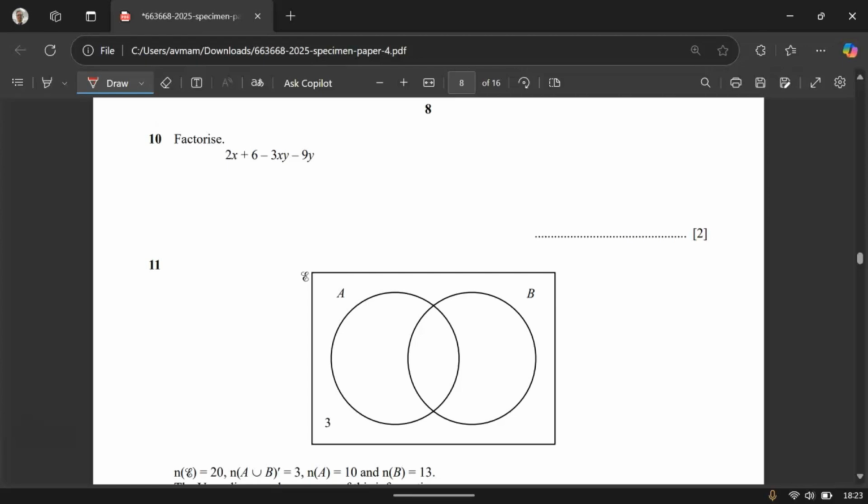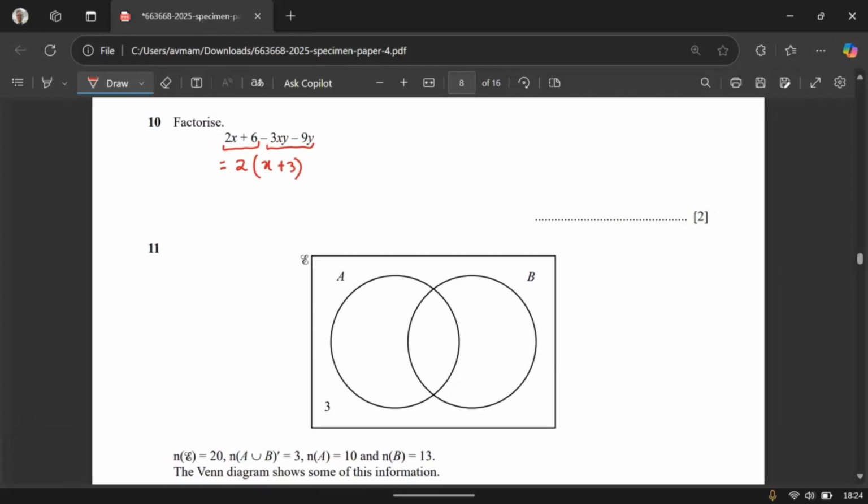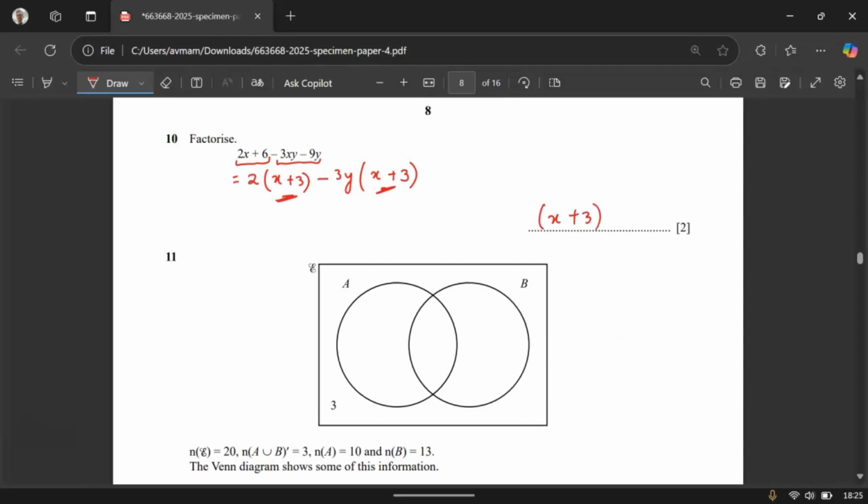Factorize 2x plus 6 minus 3xy minus 9y. For 2x plus 6, the highest common factor is 2. So x plus 3 stays inside. For the second part, we have minus 3y as the highest common factor. So x stays inside, and minus 9y divided by minus 3y is plus 3. So the terms inside the bracket are the same. So you have x plus 3, and the outer terms, 2 minus 3y.